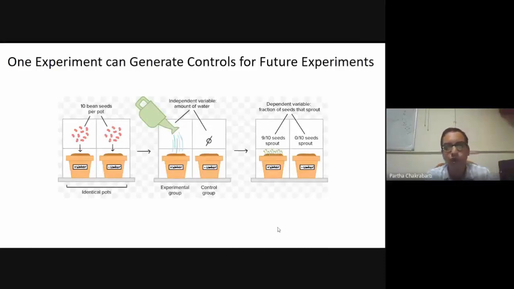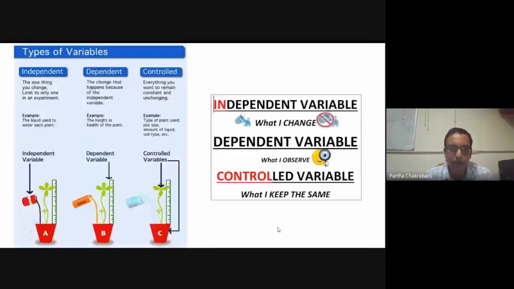So you know this many seeds, this spot, this soil amount, and this much water is to be given to have at least 9 plants grow, right? So that's how we generate controls, which can be utilized for future experiments.